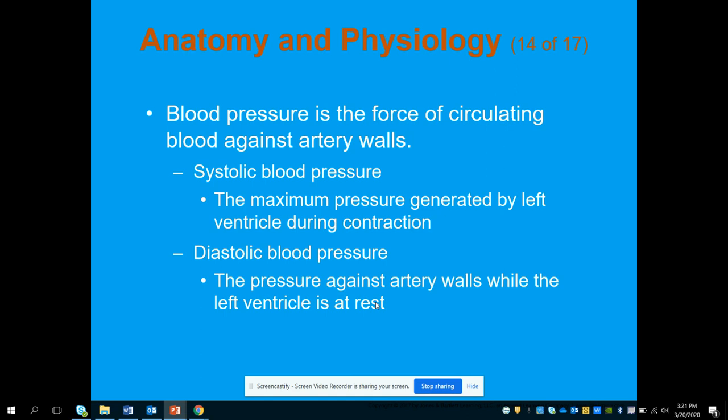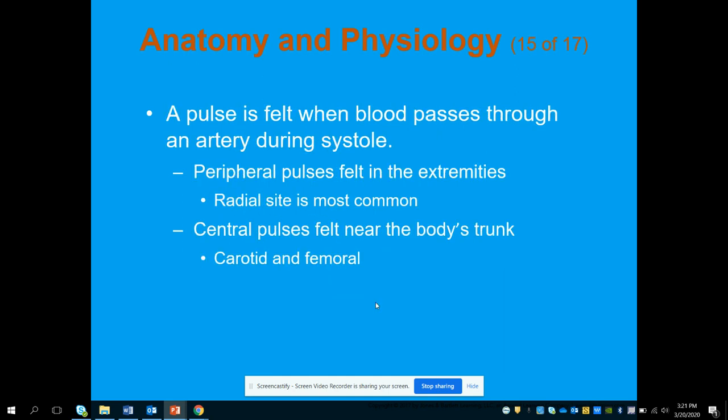Now, the blood pressure is the force of the circulating blood inside of the artery walls. And so we know we get that systolic blood pressure during the contraction phase and the diastolic blood pressure when those ventricles are at rest. We can feel that pulse during the contraction phase or the systolic phase, and our peripheral pulses are what is felt in our extremities, and the most often common site that we use for that is the radial site.